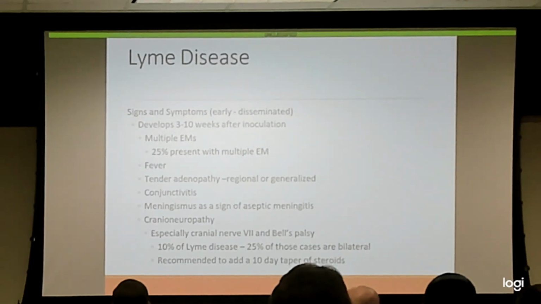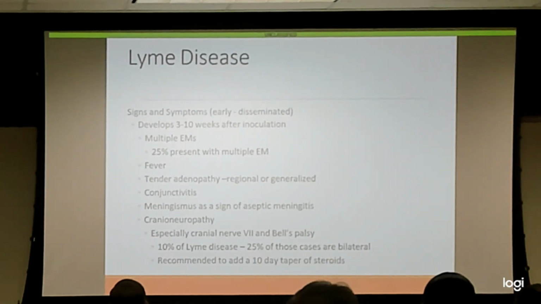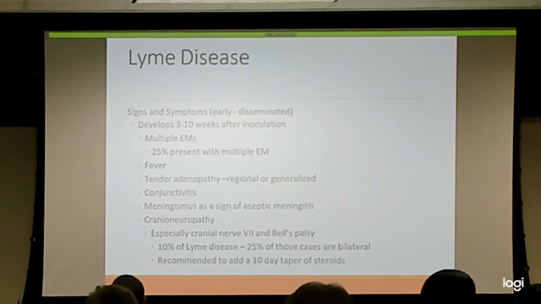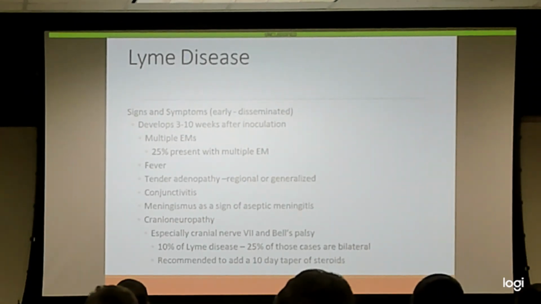So that's a huge aspect for this. 10% of folks get it. Usually it's unilateral. Here it's telling you 25% of that 10% are bilateral. If you do have Bell's palsy, what we usually give is steroids. We give steroids for Bell's palsy. I think you guys do that in neuro. That's usually what we do.